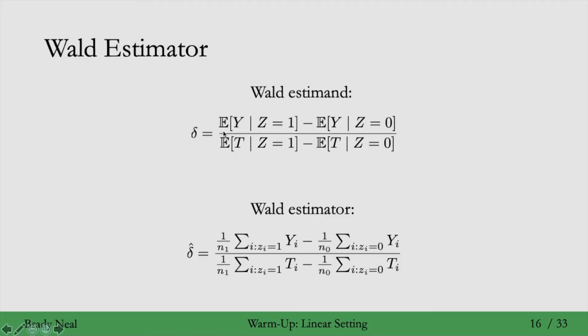To estimate the expected value of y given z equals 1, we just look at all of the samples where z equals 1, and then we average over them. So we just average over y, and n1 is the number of examples where z equals 1. Then we do the same for the other conditional expectations. N0 here is the number of samples where z equals 0. And in the denominator, we're just doing the same thing for t, since it's an expectation over t.